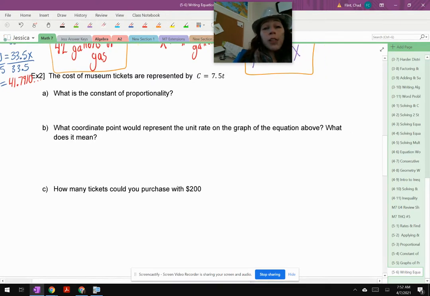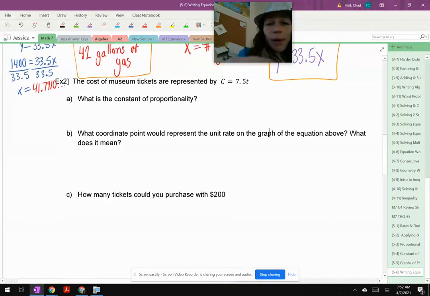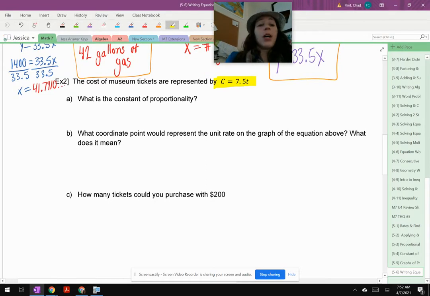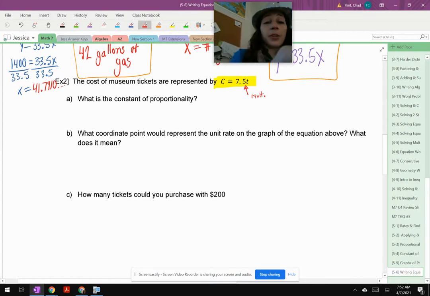So, the cost of museum tickets are represented by the equation C equals 7.5t. So first off, we know this is proportional because 1, we have that multiplication going on there. 2, you can see that it's of the form y equals kx. It's just written a little bit differently. We said that we weren't always going to be using x and y, and in this situation, they're using c and t.